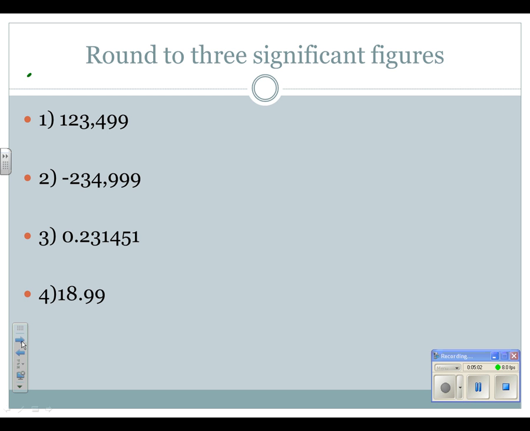Last year our kids had problems rounding, so if it's 5, you round up. If it's less than 5 or lower, you stay the same. Okay? So we're rounding to 3 significant figures. So we have a 1, 2, 3 right there. This 4 is less than 5, so we're going to stay. So we're going to call it 123.